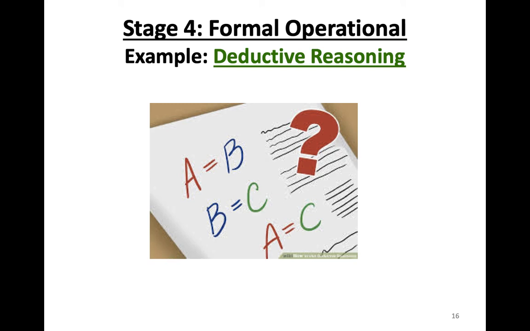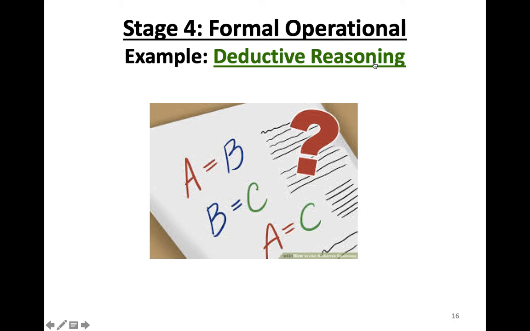Deductive reasoning, also known as deductive logic, is the process of reasoning from one or more statements, known as premises, to reach a logical conclusion. The idea here is that if you start with a premise, and that premise is true, and then you follow the rules of deductive logic, then the conclusion that is reached must necessarily be true.